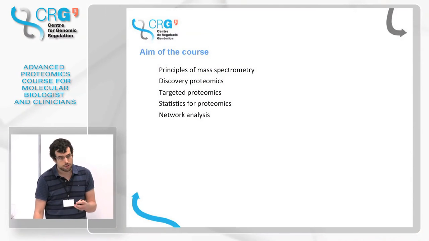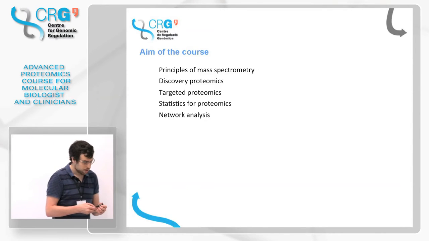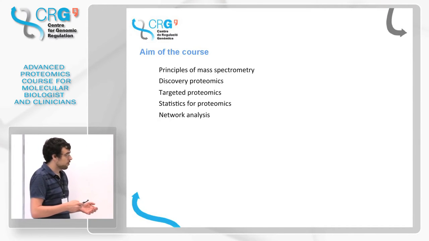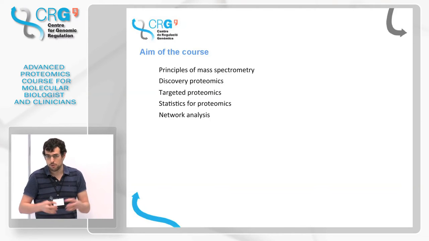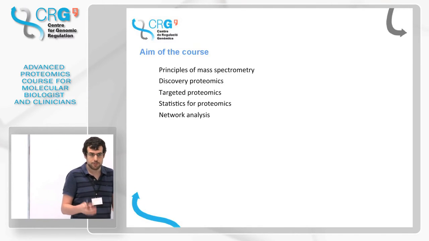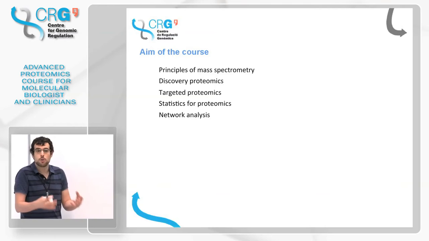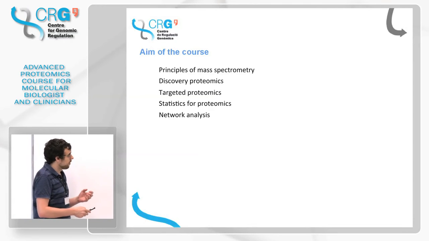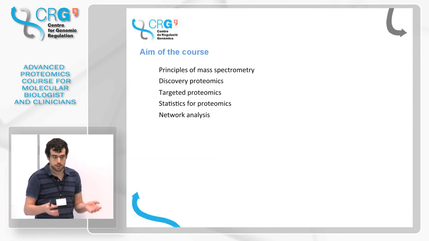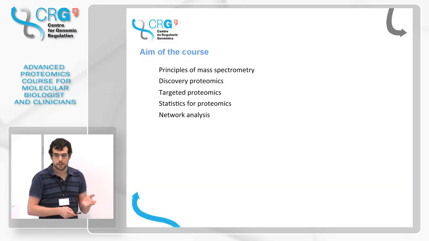So the goals that we would like you to achieve by the end of this course are, first, proficiency in the principles of mass spectrometry, so you understand the basics of the technique, what it is and how a mass spectrometer works. Then we will also dedicate time to discovery proteomics for quantitation, for example, to identify proteins and quantify them, and also to explore post-translational modifications like ubiquitinylations and phosphorylations.